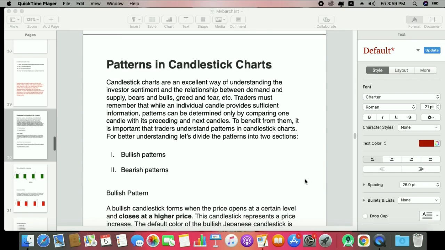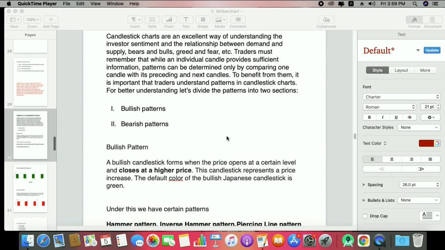Okay, it depends. So if you say the patterns you follow whenever you work with the stock market, and if you do not know about that, there are two kinds of patterns going on. Number one is bullish and number two is bearish. So when we talk about the bullish pattern, a bullish candlestick forms when the price opens at a certain level and closes at a higher price. So this candlestick represents a price increase, and when the price increases, its default color is green.